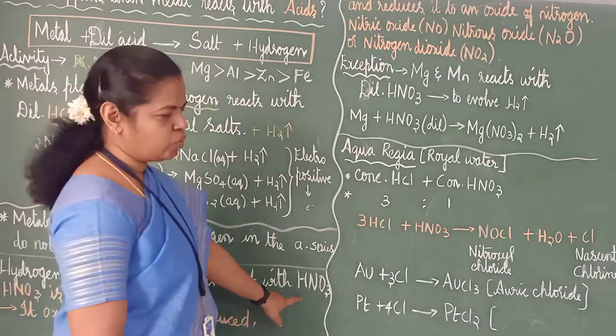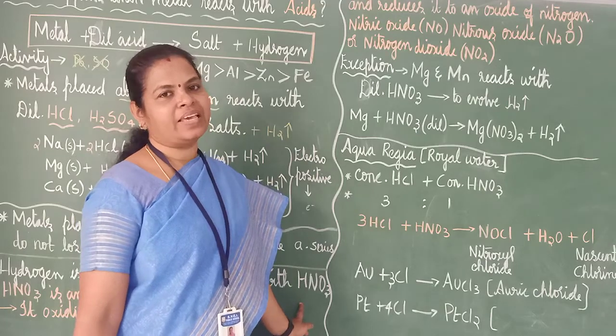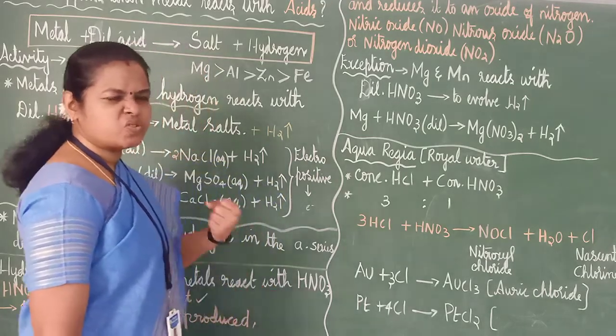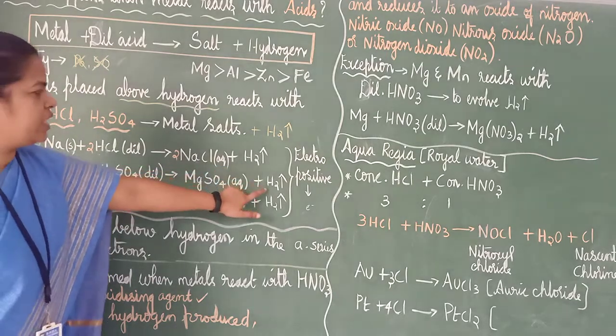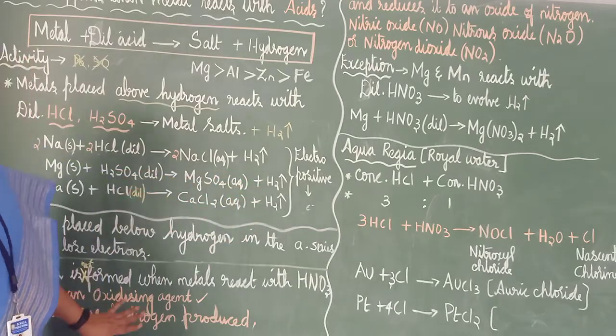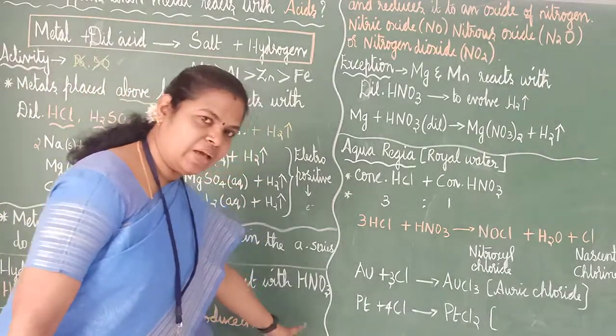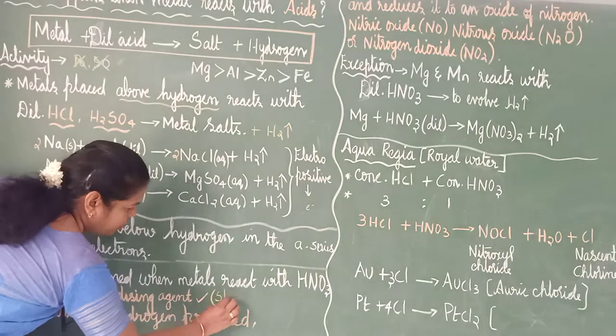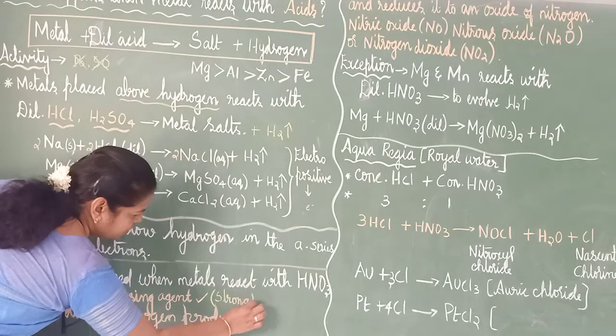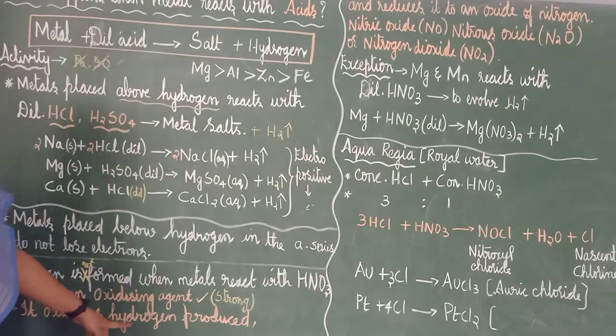But this HNO3, now who is this HNO3? Good, nitric acid. This nitric acid is a strong oxidizing agent. So hydrogen is not formed. Here hydrogen is formed, whether it is HCl or H2SO4. But if it is HNO3, what will happen? Hydrogen will not be formed. Why? The reason is, this is a strong oxidizing agent, not a normal one. What will it do? It oxidizes the hydrogen produced.